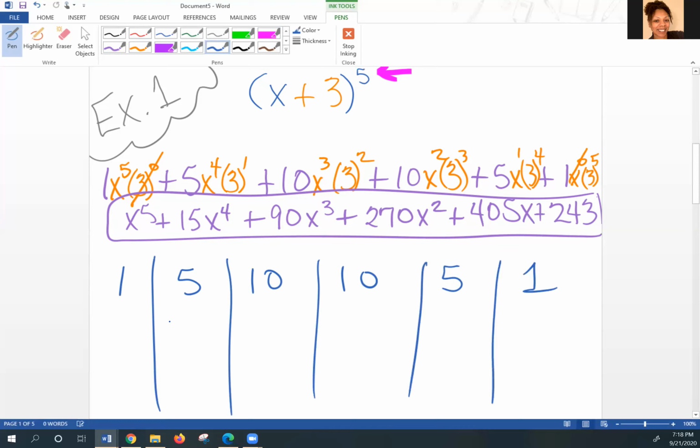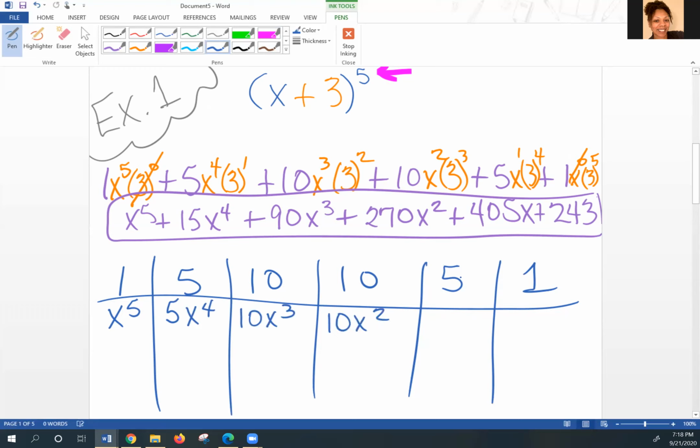Leave some space because you're going to have to write in between. So for the first one, I do the same thing that was suggested here, x to the 5th power, and then I count down. But this time, since there's just an x, I take this number and go ahead and bring it down. So I would have 5x to the 4th power, 10x to the 3rd power, 10x squared, 5x to the 1st power, and then x to the 0 power, which is really 1.